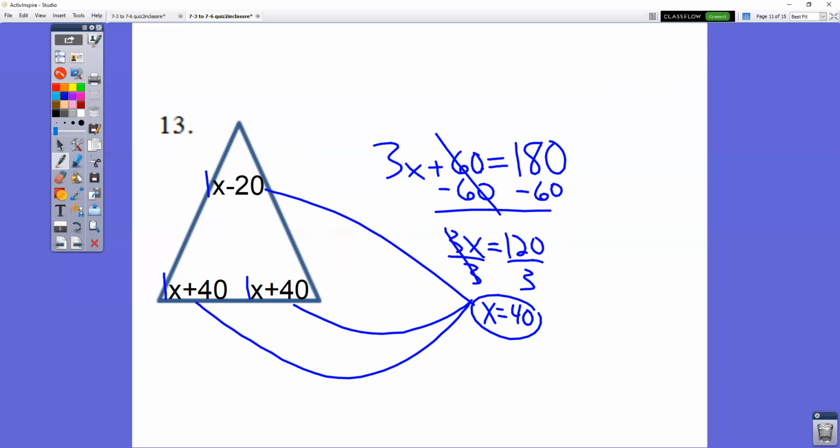This would be 40 plus 40 is 80. 40 plus 40 is 80. 40 minus 20 is 20. Always make sure your answer makes sense. 80 plus 80 plus 20 does give us 180, which is what we should have. You're going to have two of those questions on your quiz.